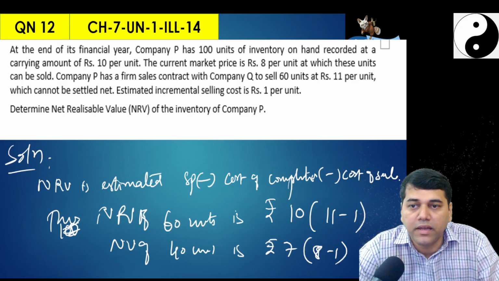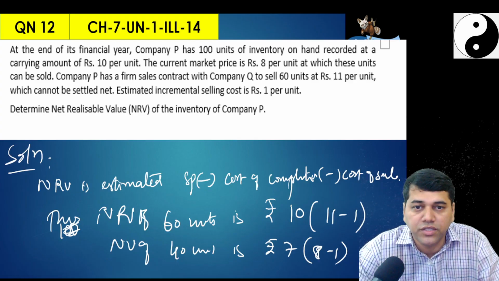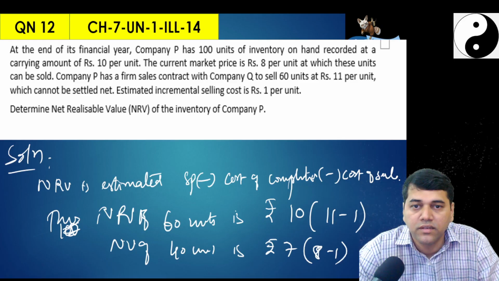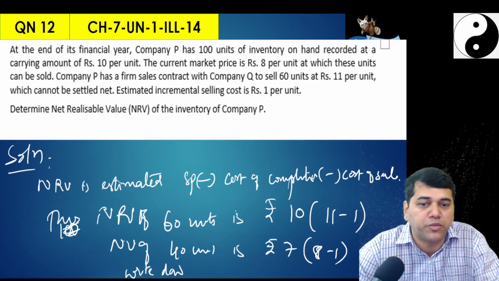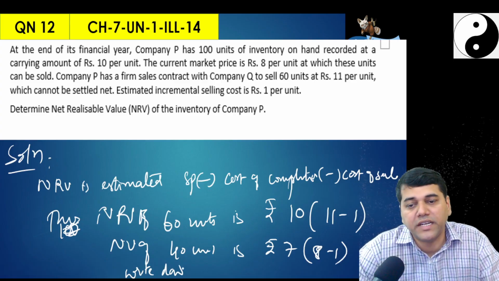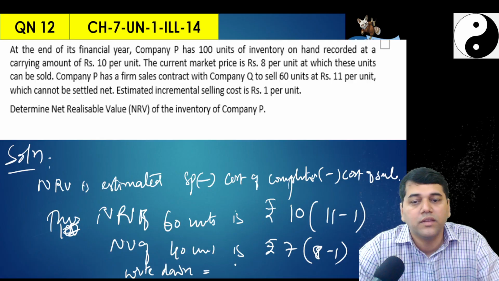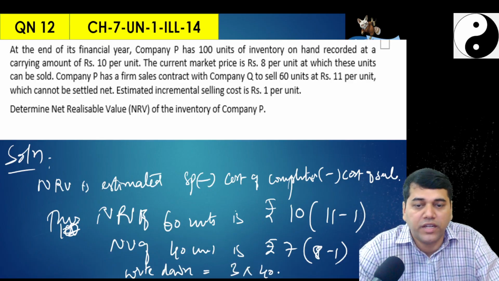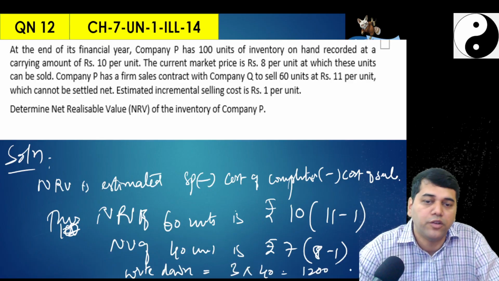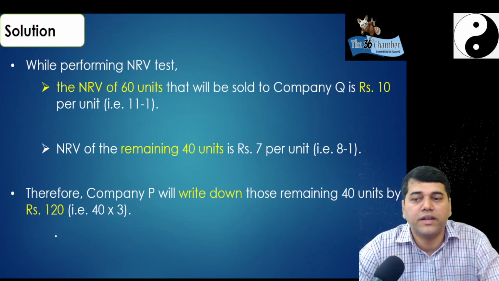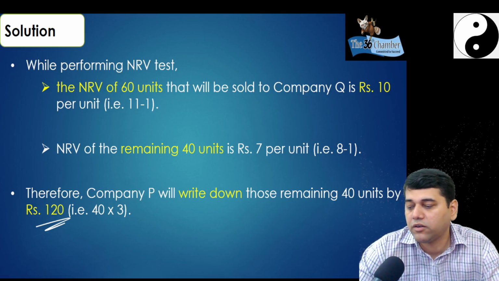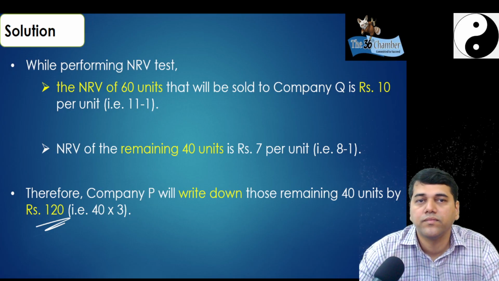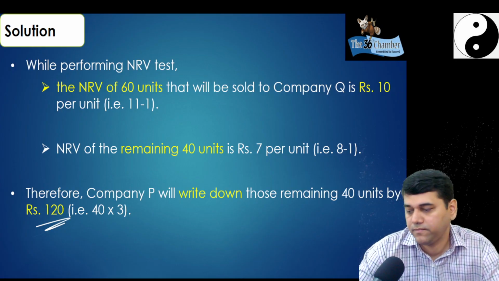So second part of the question: determine the net realizable value. Is there any write down? The question is very silent. Because its book value is 10 rupees per unit, how much is my write down? 3 into 40, it is 120 rupees. So my write down will be 120 rupees. So my accounting entry will be: P&L account debit to inventory.